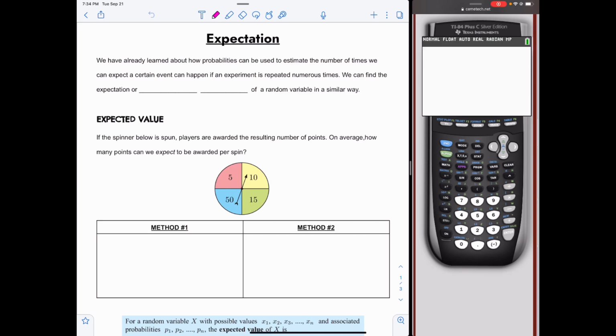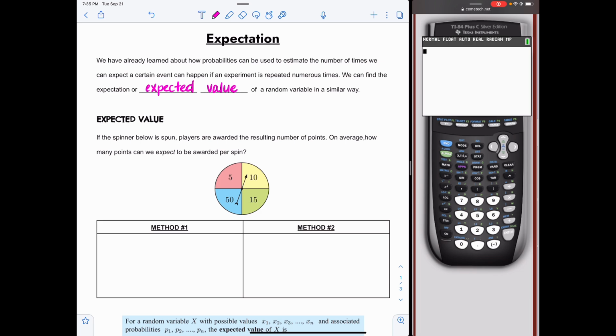Today we're going to talk about expectation. So we have already learned about how probabilities can be used to estimate the number of times that a certain event can happen if we repeat that experiment numerous times. So we can find the expectation or expected values in a similar fashion.